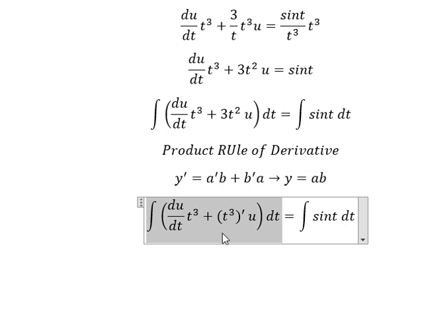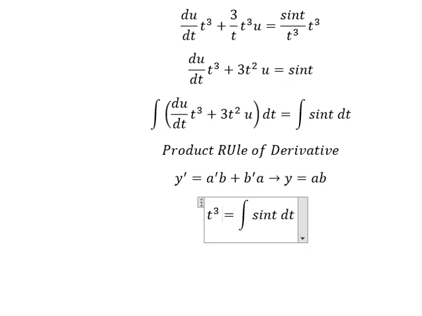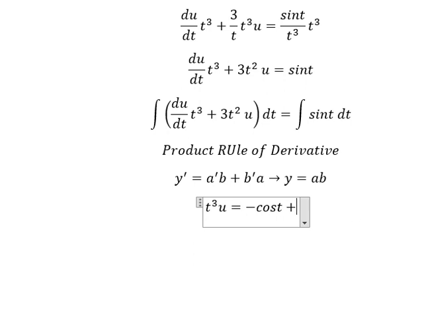So the integration of that one, we have t to the power of 3 u. The integration of sine t is negative cosine t. And I will put c.